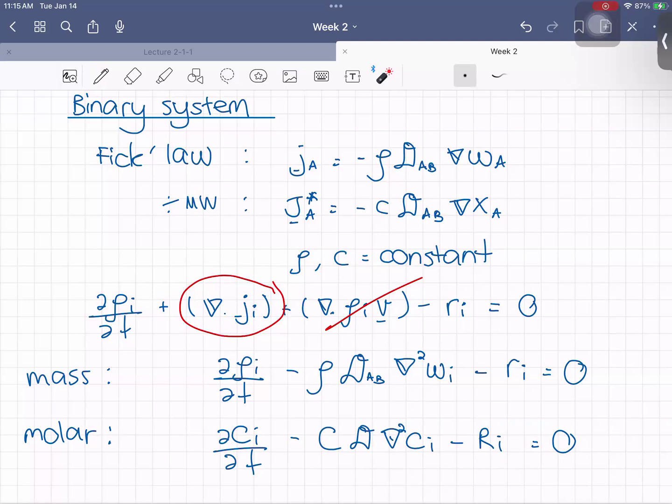Any questions about this? All right, last topic for the mass transport for today. Okay, can I move on to the next one? Not yet.